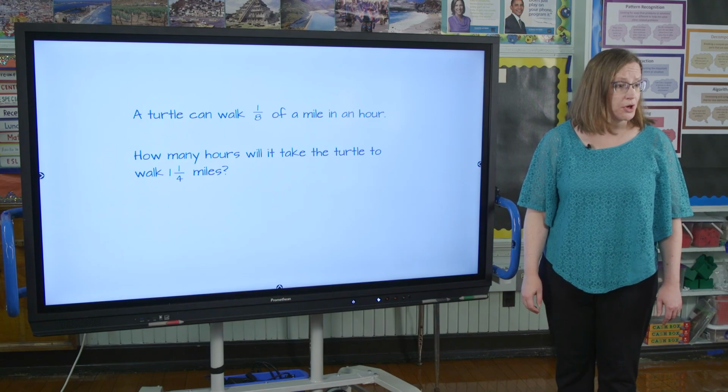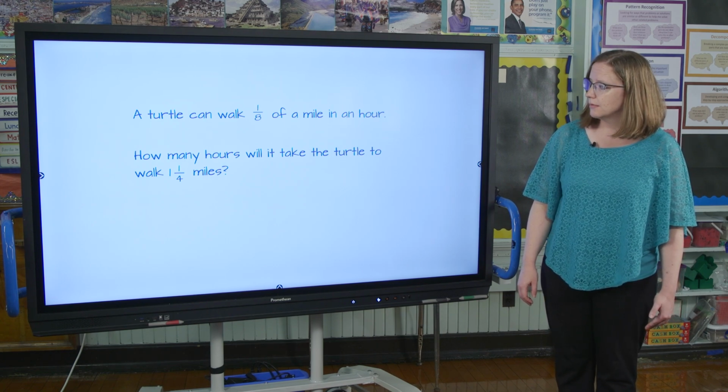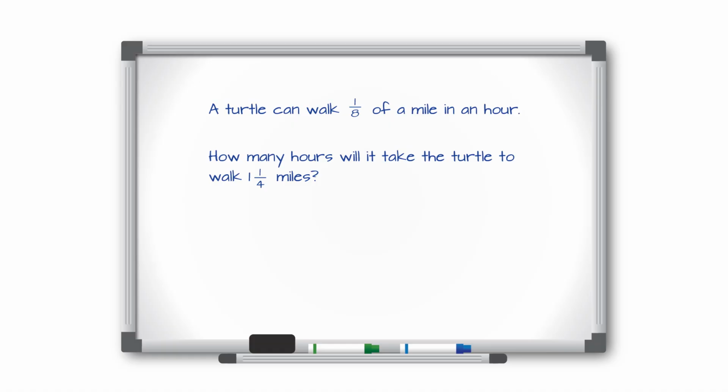Let's read the problem you're working on. A turtle can walk 1/8 of a mile in an hour. How many hours will it take the turtle to walk 1 1/4 miles? Okay, so what have you done so far? You subtracted? All right, so you said 1 1/4 minus 1/8 is 1 1/8. All right, and so what does that 1 1/8 mean in the problem?